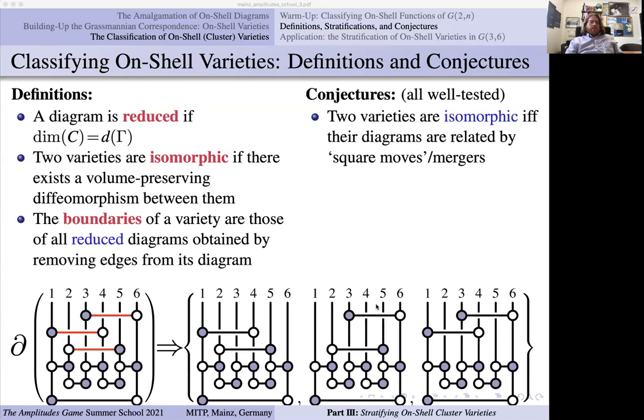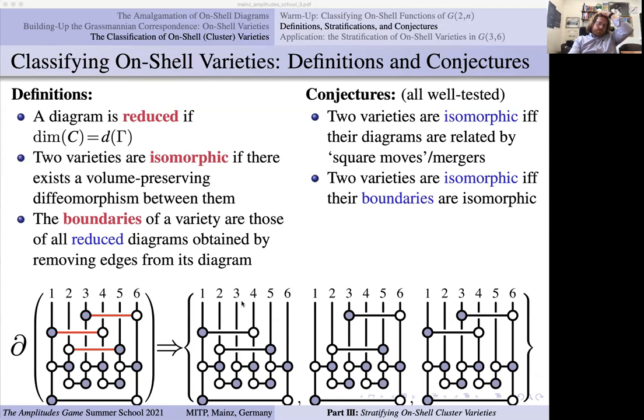And so that means that you can test this, because reducibility is something you can very quickly test on a computer. It allows you to identify the so-called removable edges very quickly. They're all the edges that, when you delete them, result in a still reduced diagram. Okay, now this is actually a very powerful tool, and for a very simple reason.